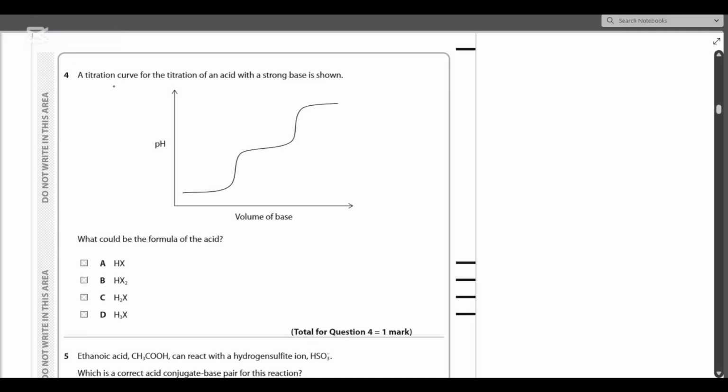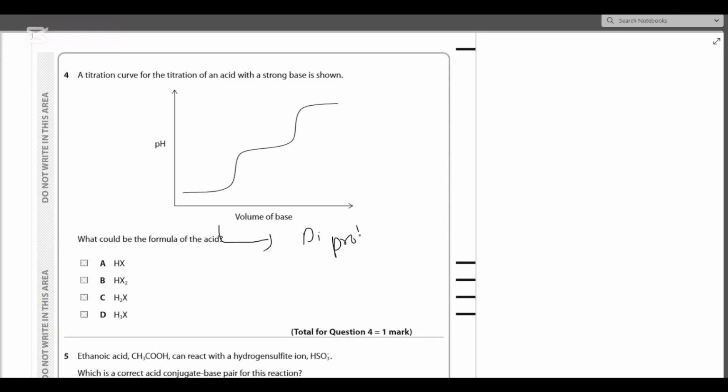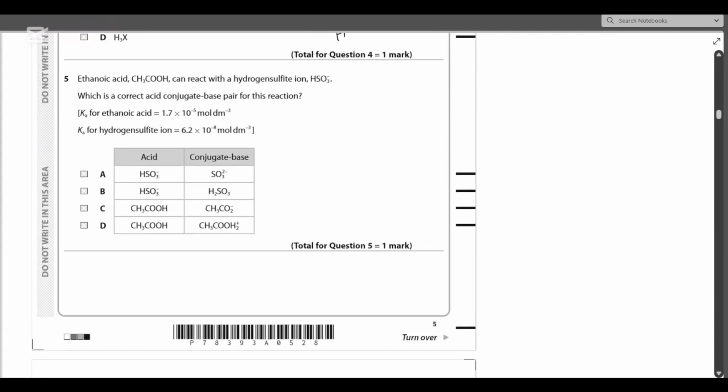Okay, so now let's move on to the next one. A titration curve for the titration of an acid with a strong base is provided. Now this type of graph we know is provided only when we take the acid as diprotic, when the nature of the acid is diprotic. Diprotic basically means that there are two dissociations of H plus ions. So in this case the only possible answer is C, H2X, because the equivalence point has been reached two times. You can see it very clearly right here and here. And let's move on to the next one.